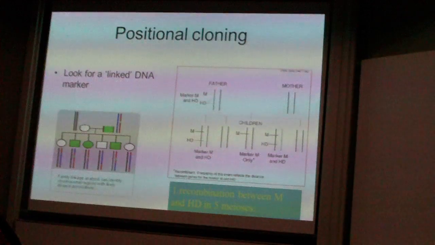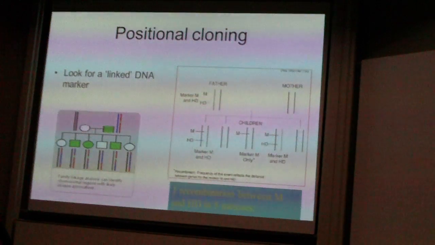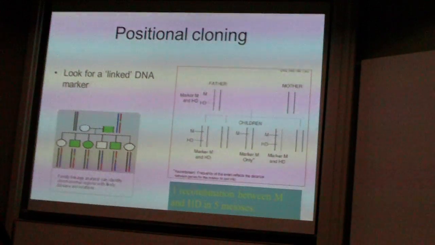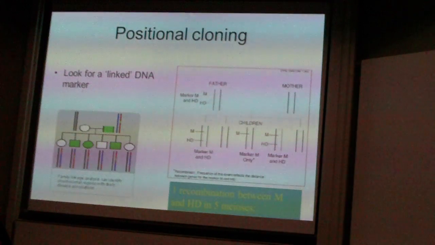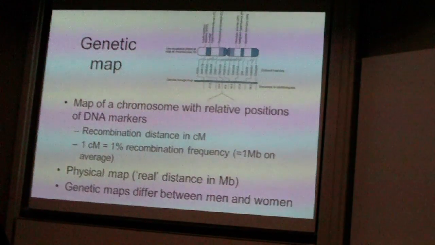So if you can discriminate the two chromosomes, of course we use DNA markers to do so, then you can measure recombinations, and you can look for regions where your gene is located. Maybe I'll come back to that in a minute.